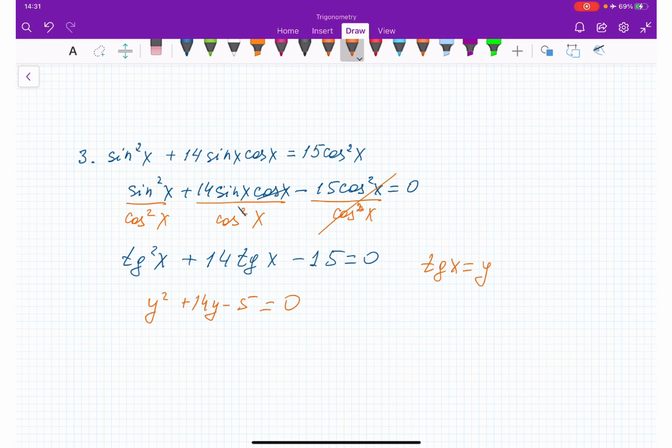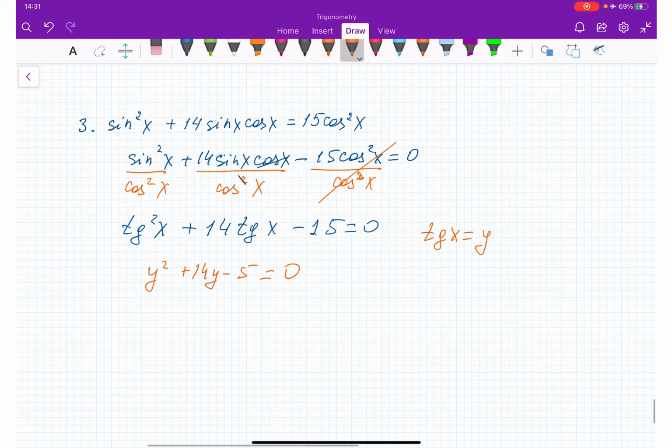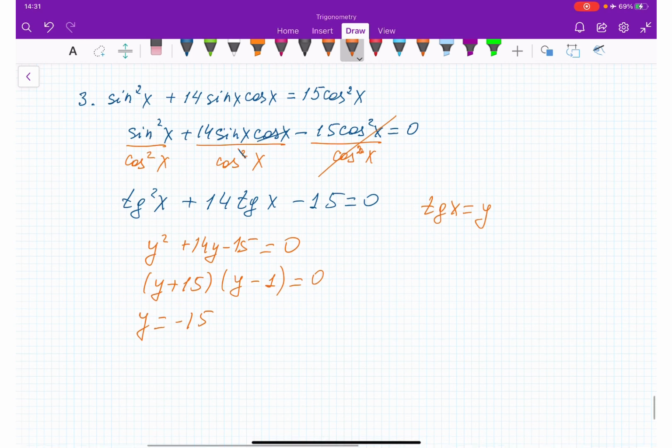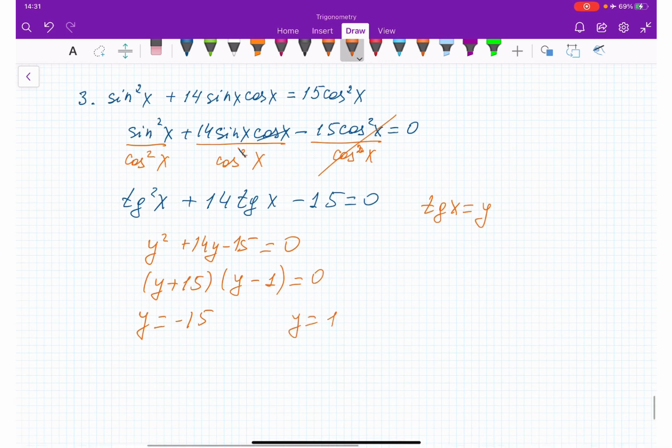Actually, this is very easy, so we don't even need the discriminant. All I will do is just factor it. It's going to be 15 and negative 1, right? y plus 15, y minus 1 equals 0. So y equals negative 15 and y equals 1.